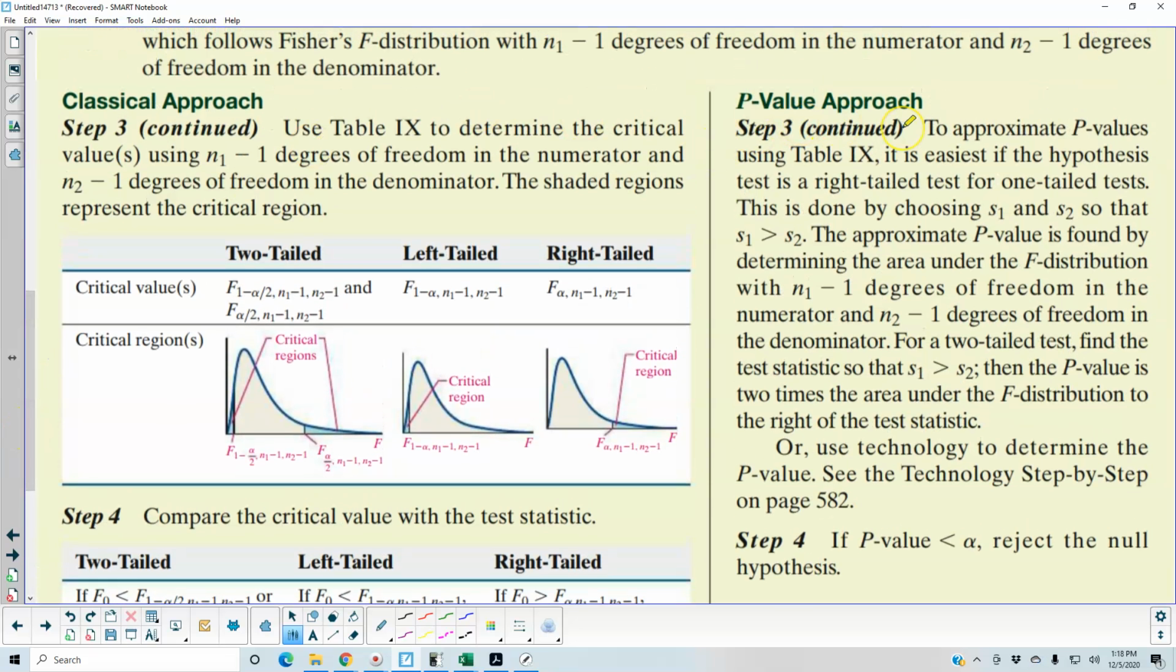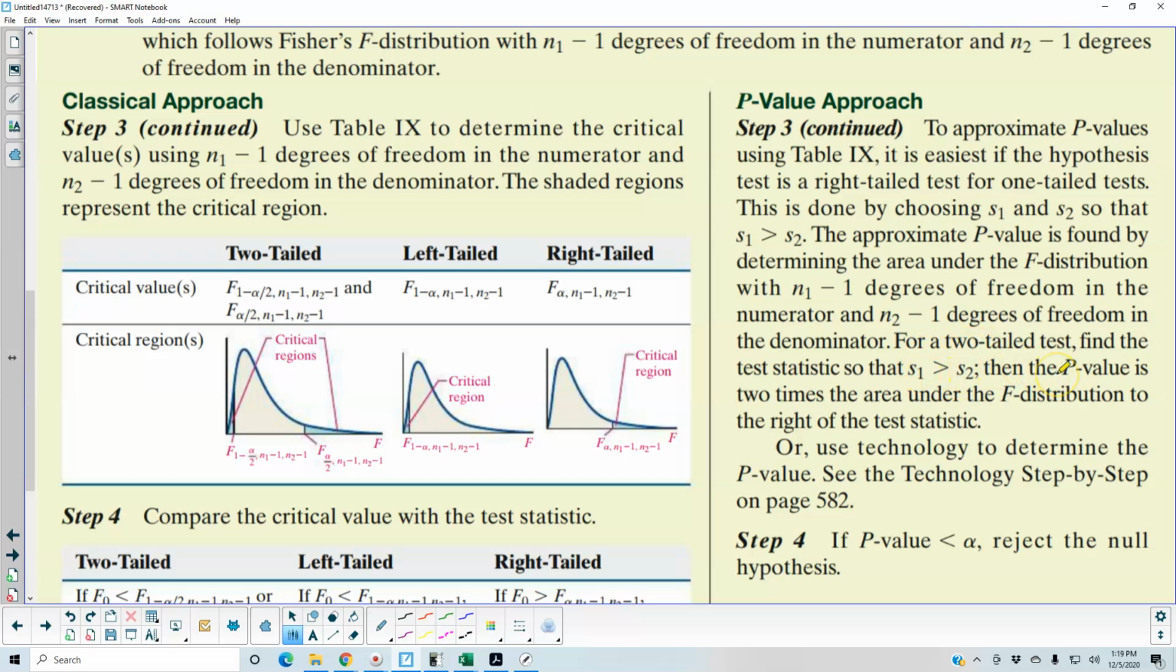The other approach is the p-value approach. To approximate p-values using table 9, it is easiest if the hypothesis test is a right-tailed test for one-tailed tests. This is done by choosing sample standard deviation 1 and sample standard deviation 2, so that sample standard deviation 1 is greater than sample standard deviation 2. The approximate p-value is found by determining the area under the F distribution with n subscript 1 minus 1 degrees of freedom in the numerator and n subscript 2 minus 1 degrees of freedom in the denominator.